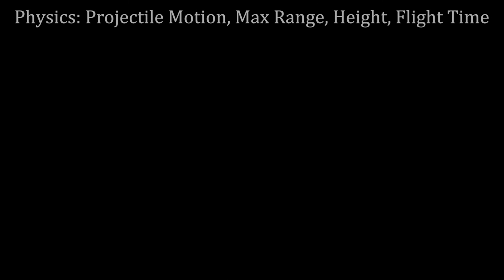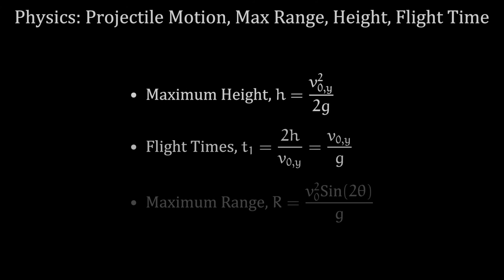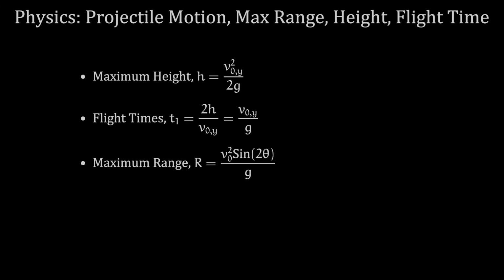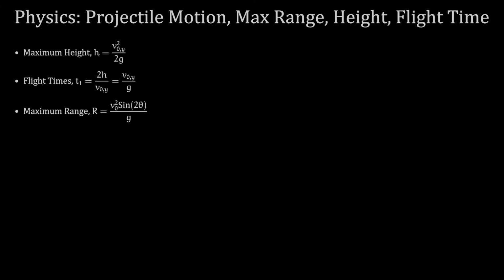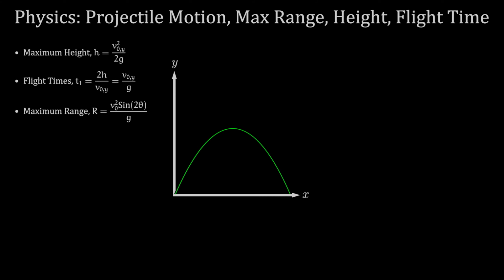Hello there, students. In this video, we're going to take a look at the flight times, maximum height, and maximum range for a projectile. For the time being, we're only going to consider projectiles that are launched on level ground, meaning the total displacement in the y direction is 0. Let's take a look at a projectile launched with some initial velocity v0 at an angle of elevation theta.